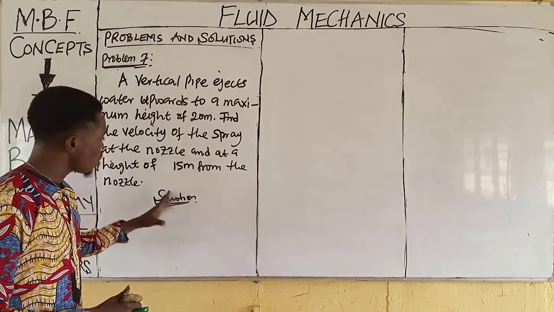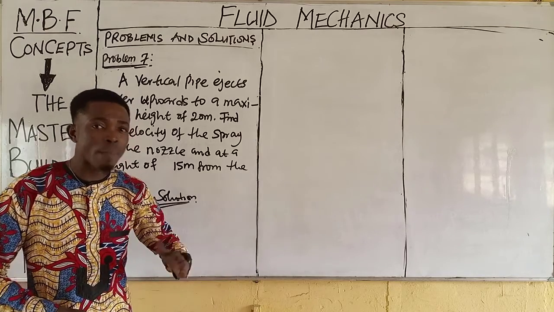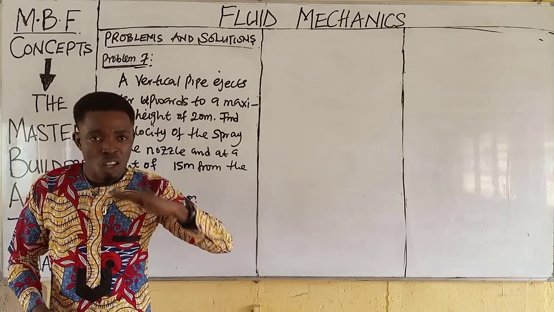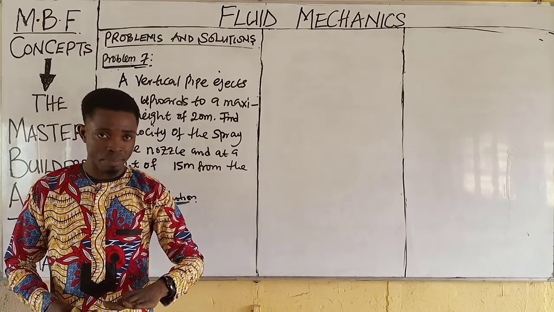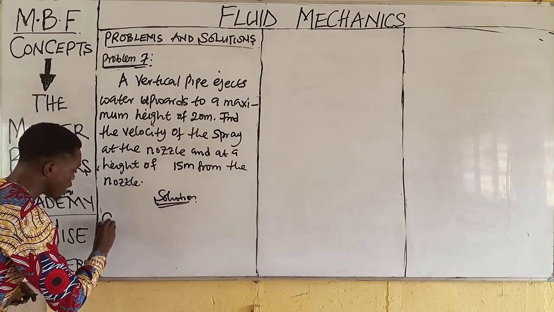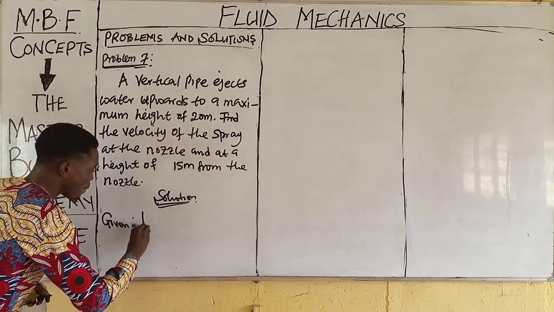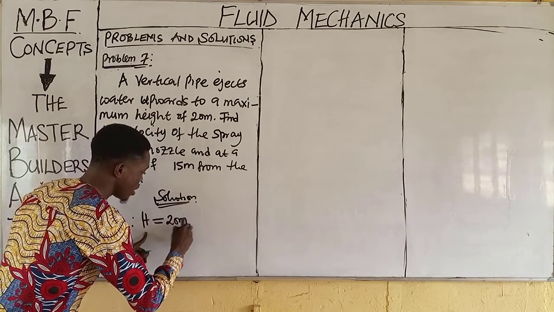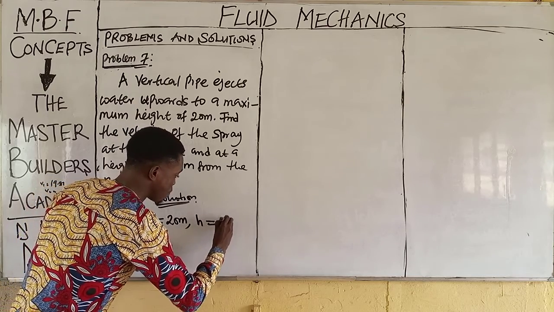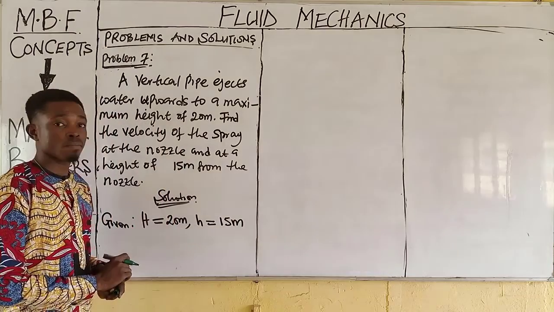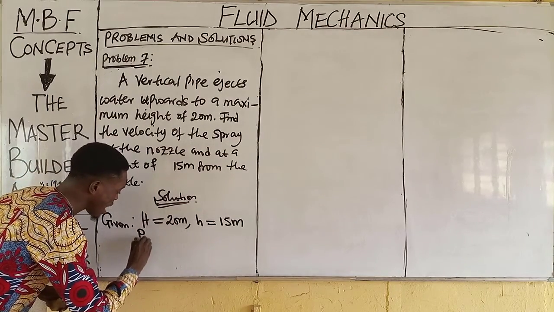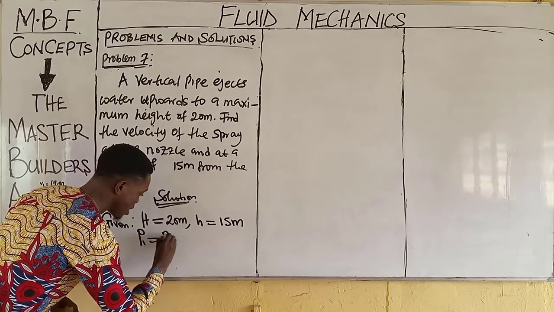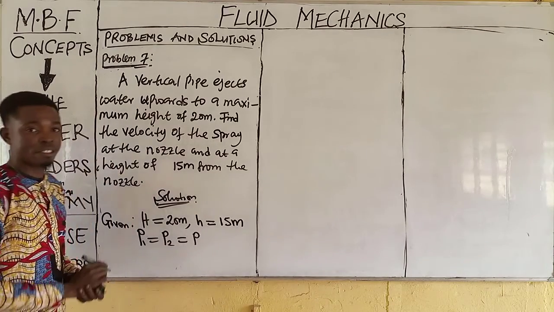The first thing you need to know in this question is that anytime you are talking about nozzle in fluids, pressure is the same across the entire nozzle system. Are you there? So if we have this as given, the maximum height, let's use capital letter H, is 20 meters. Then the other height, we use small letter h, that is 15 meters. Now for nozzle, understand that pressure at the entry is equal to the pressure at the exit. So P1 is equal to P2 and both are equal to P.